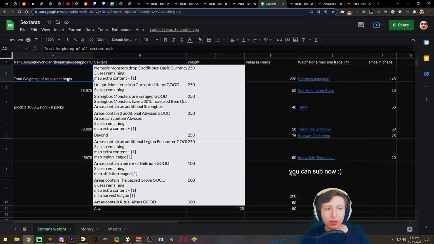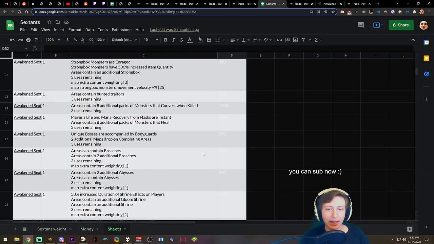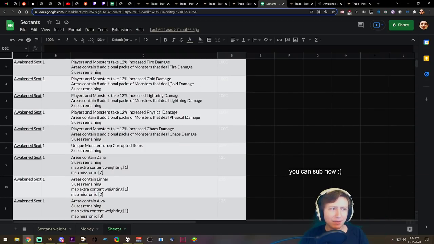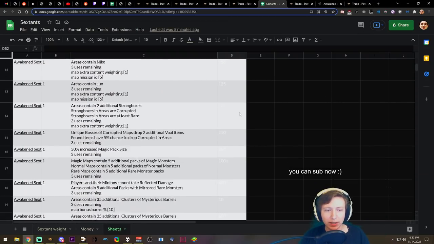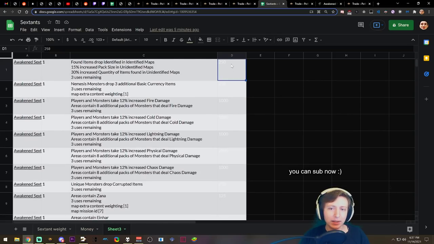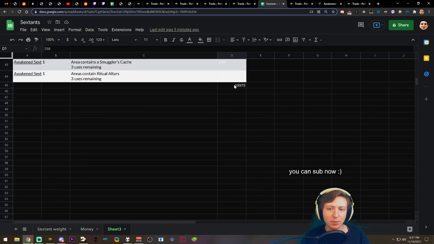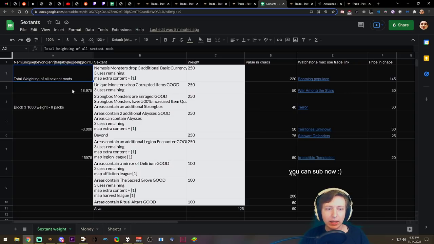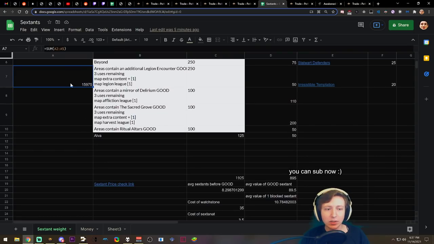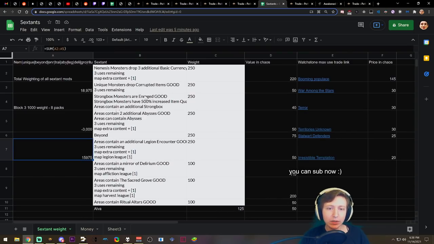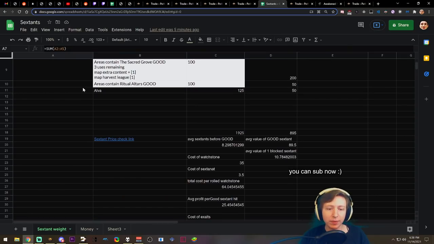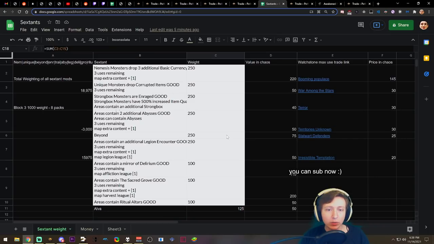So I've been working on this big Google Sheet. We have the total weighting of all sextant mods, which I've added up, and you can see on sheet 3. The colors are going to be different when I hand it to you. I have a dark mode, so just ignore the flashbang. I've added all the total weightings up, and it comes out to 18,975. Since we're blocking three of the 1,000 weighting mods, that means there's a leftover weighting sum of 15,975. So from that 15,975, the good ones, right?